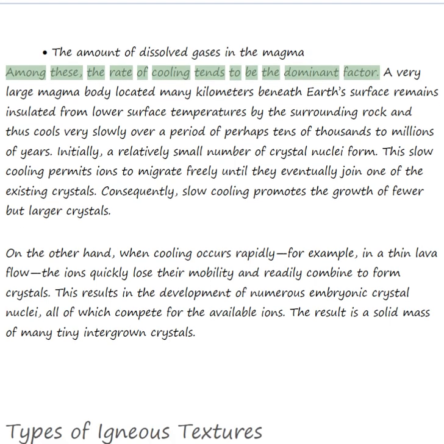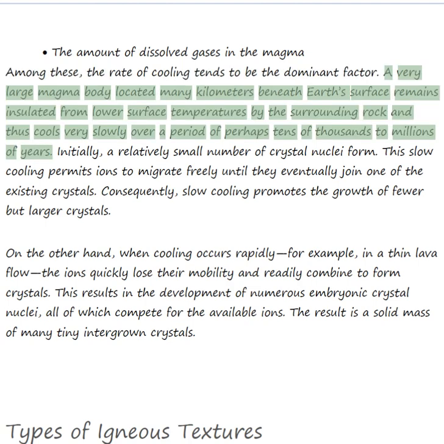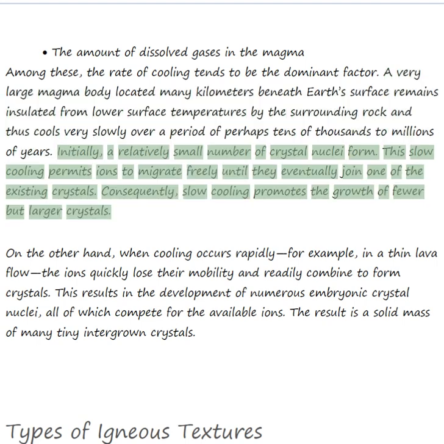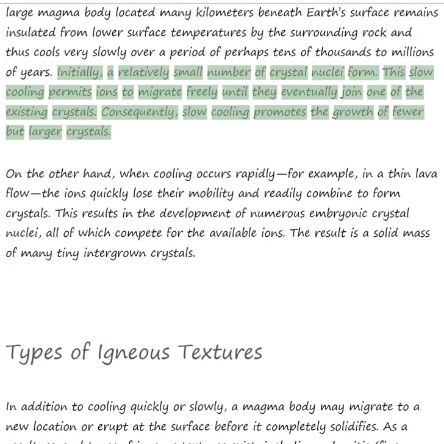Among these, the rate of cooling tends to be the dominant factor. A very large magma body located many kilometers beneath Earth's surface remains insulated from lower surface temperatures by the surrounding rock and thus cools very slowly over a period of perhaps tens of thousands to millions of years. Initially, a relatively small number of crystal nuclei form. This slow cooling permits ions to migrate freely until they eventually join one of the existing crystals. Consequently, slow cooling promotes the growth of fewer but larger crystals.